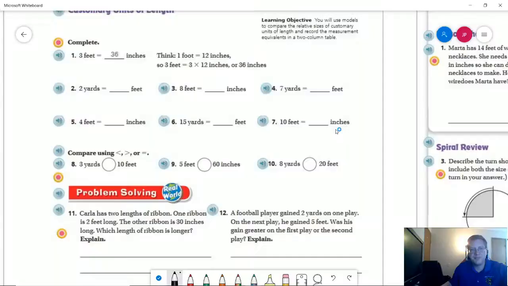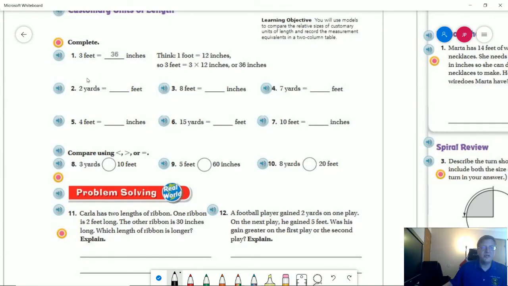This is going to be our homework video covering the lesson that we worked on using unit conversions for measurement or distance. So we were working with feet, inches, and yards today. So let's go ahead and take a look at our problems.